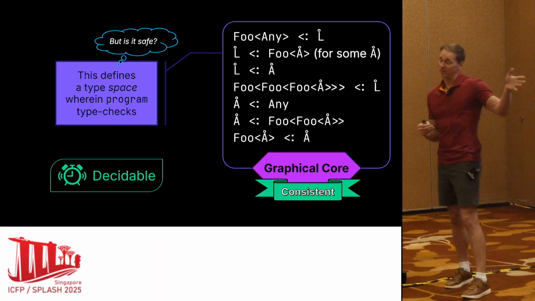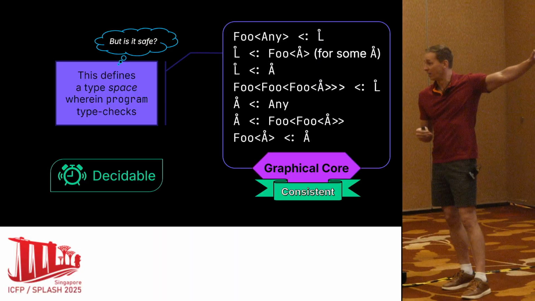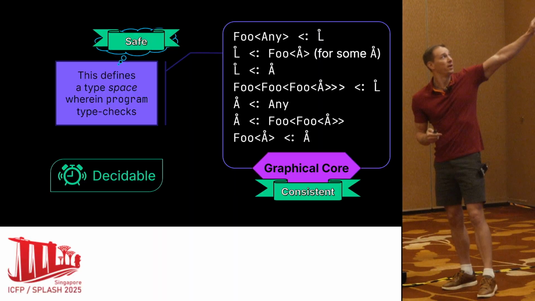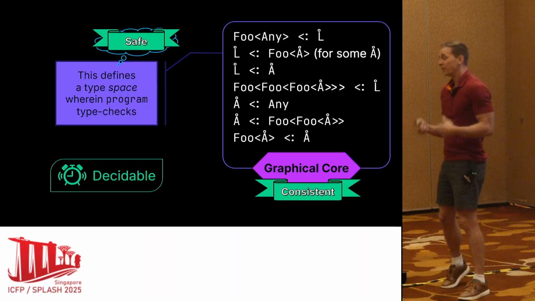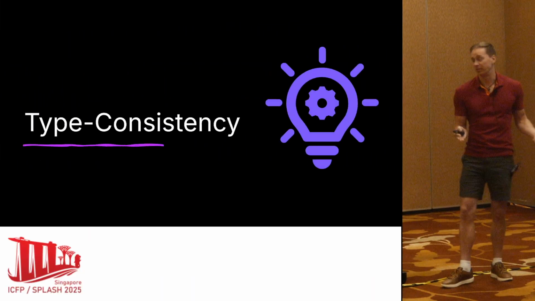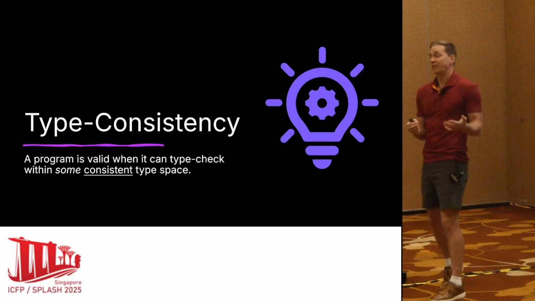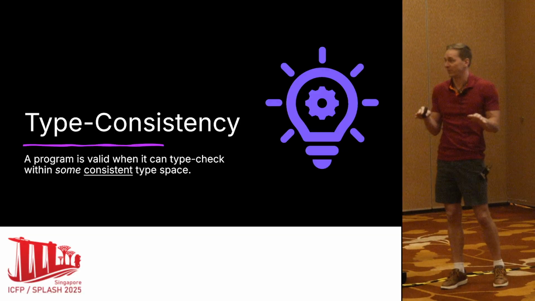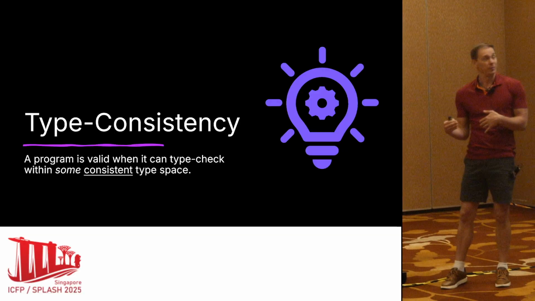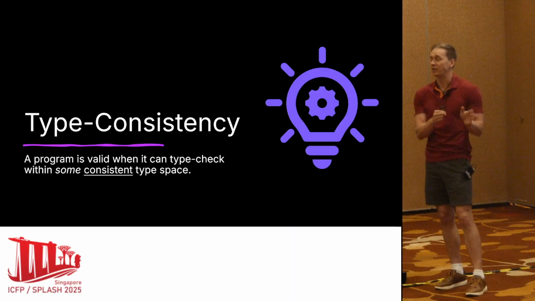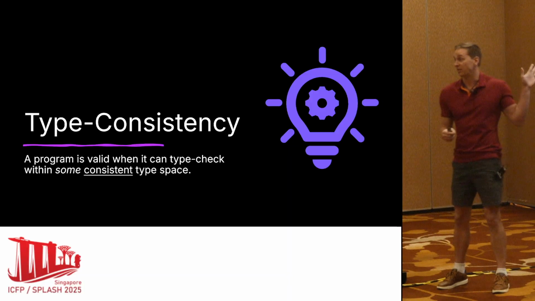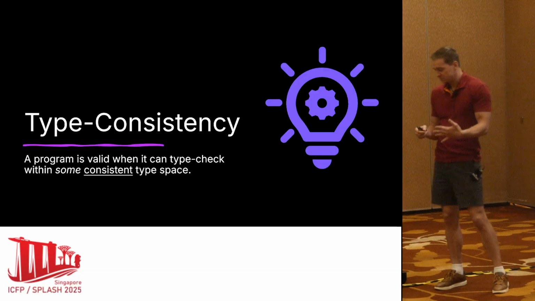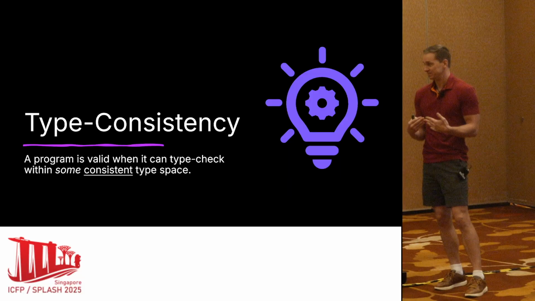Furthermore, because I've reached a state where all the required subtypings are implied by the constraints, I was able to show that this means this type system, custom type system, is safe to use. This prompted us to define this concept of type consistency, wherein a program is valid if it can type check within some consistent type space. Type-inferability then is just a way to establish type consistency where you're using a predetermined consistent type space. On the other hand, type consistency does not ensure type-inferability, so we can't call our algorithm the type-inference algorithm.